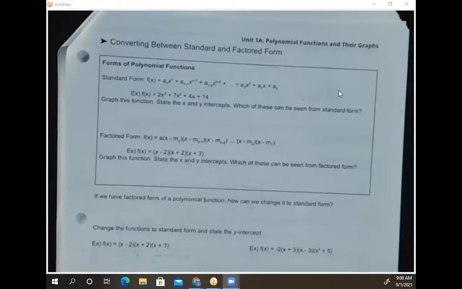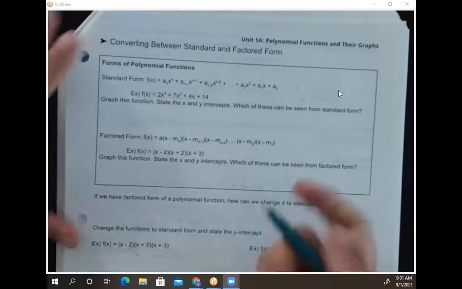Okay, so we are on page 25, and today we're going to talk about swapping between factored form and standard form. That's actually what we're going to cover for the rest of this week and a little into next week, swapping between these two different forms for a polynomial. But today we're going to just look at changing from factored form to standard form. So we're going to start with factored form and change to standard form.